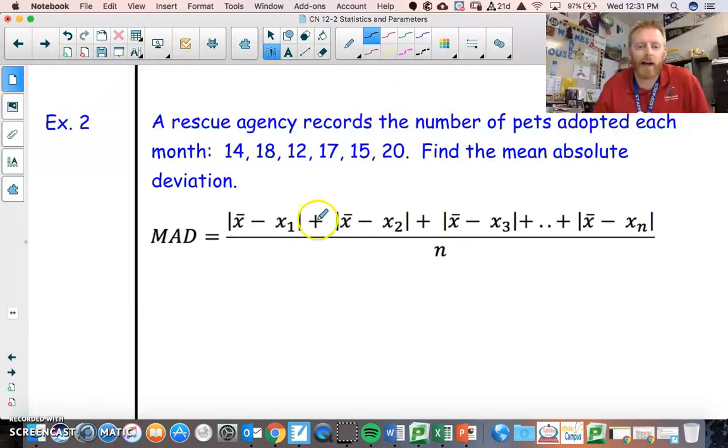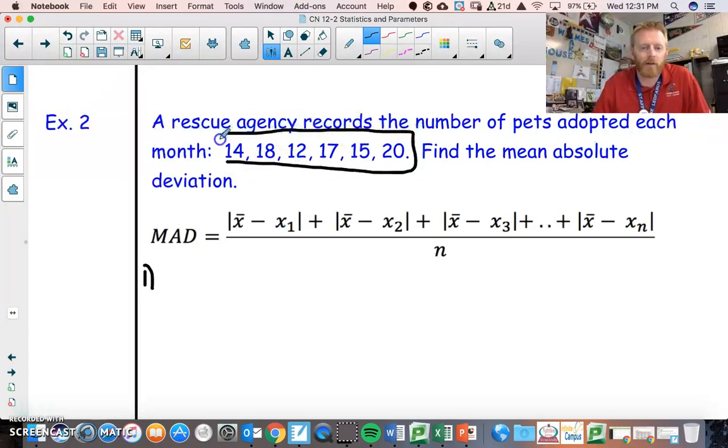So our first task was to find the mean of our data. This is my data that we're using. So we're going to take all those numbers. Remember that mean means to find the average. Average is to add up all the numbers and divide by the number of numbers. So in my calculator, I'm going to add up 14, 18, 12, 17, 15, 20 and divide by 1, 2, 3, 4, 5, 6 numbers. So 14 plus 18 plus 12 plus 17 plus 15 plus 20 is 96. And 96 divided by 6 is 16. So I found step number 1.